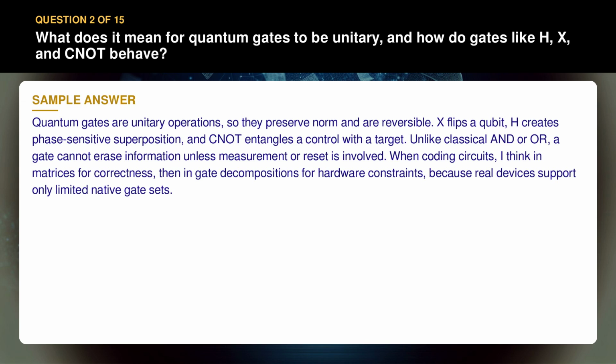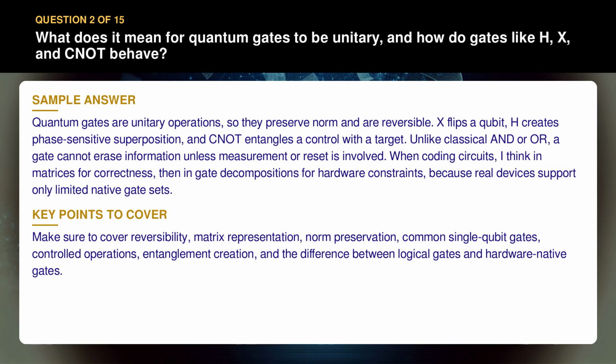When coding circuits, I think in matrices for correctness, then in gate decompositions for hardware constraints, because real devices support only limited native gate sets. Make sure to cover reversibility, matrix representation, norm preservation, common single qubit gates, controlled operations, entanglement creation, and the difference between logical gates and hardware native gates.